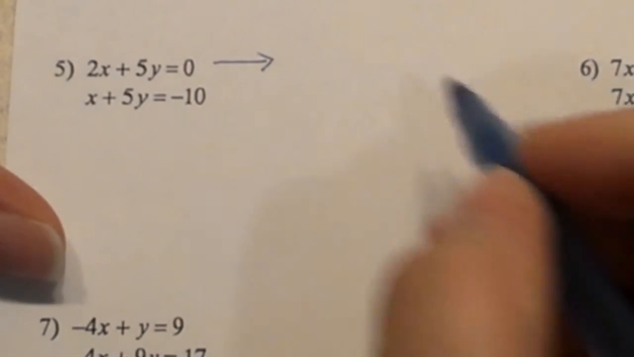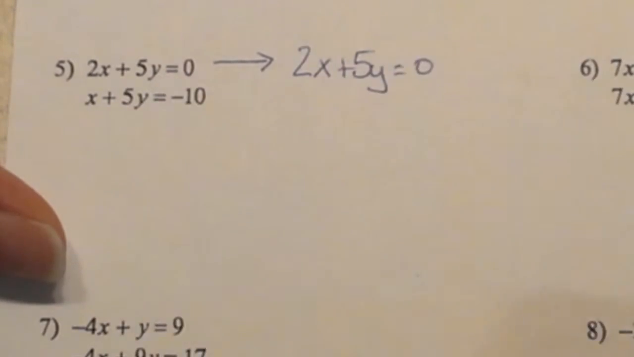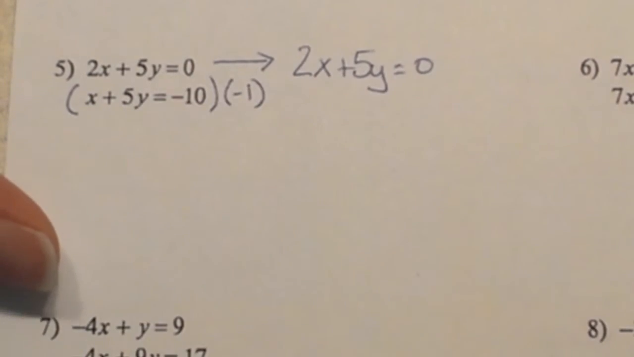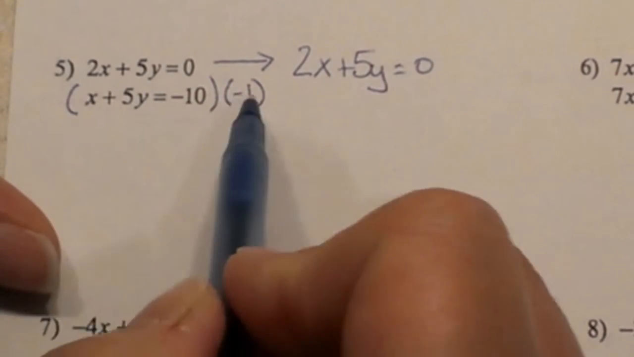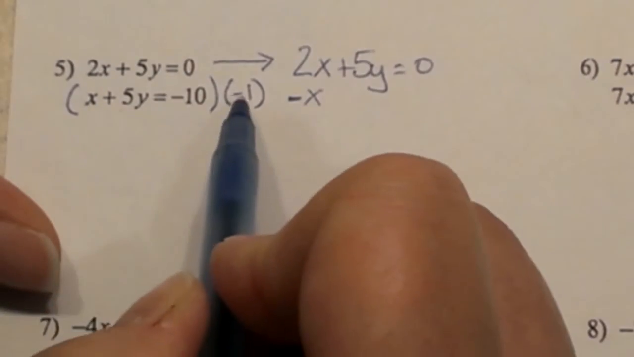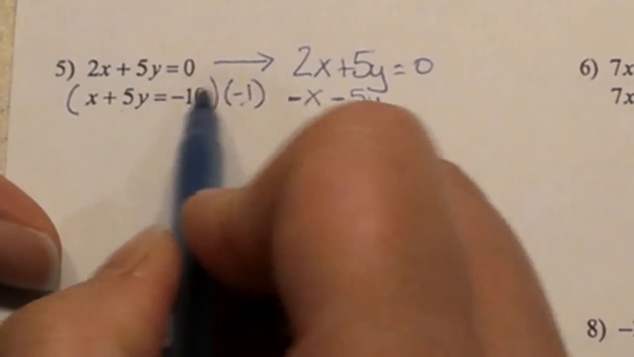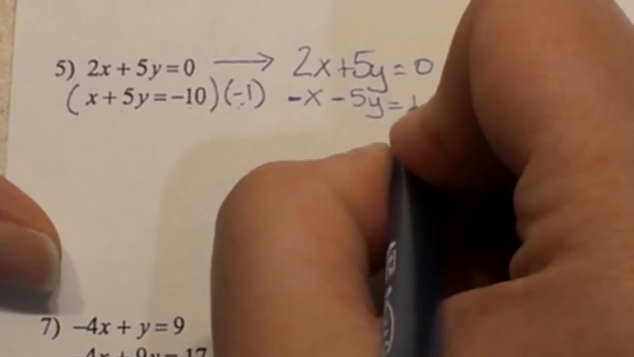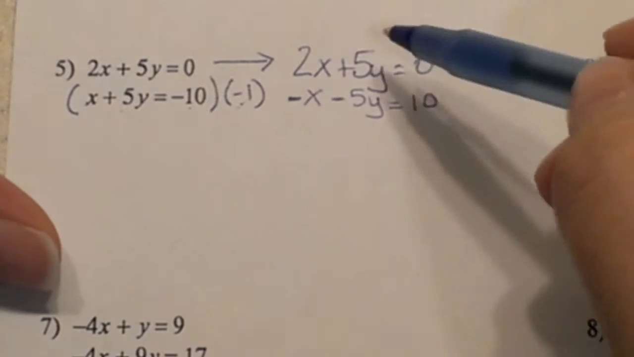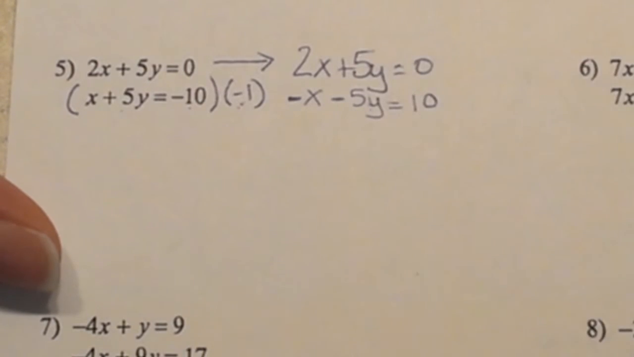In this case, we can create opposites in one of the equations by multiplying everything by a -1. I'm going to leave my first equation exactly how it is. But I'm going to take my second equation and multiply everything in that second equation by -1. X times -1 would be -x. 5y times -1 is -5y. And -10 times -1 is +10. By multiplying the second equation by -1, I've created a situation where the coefficients of y now are opposites.